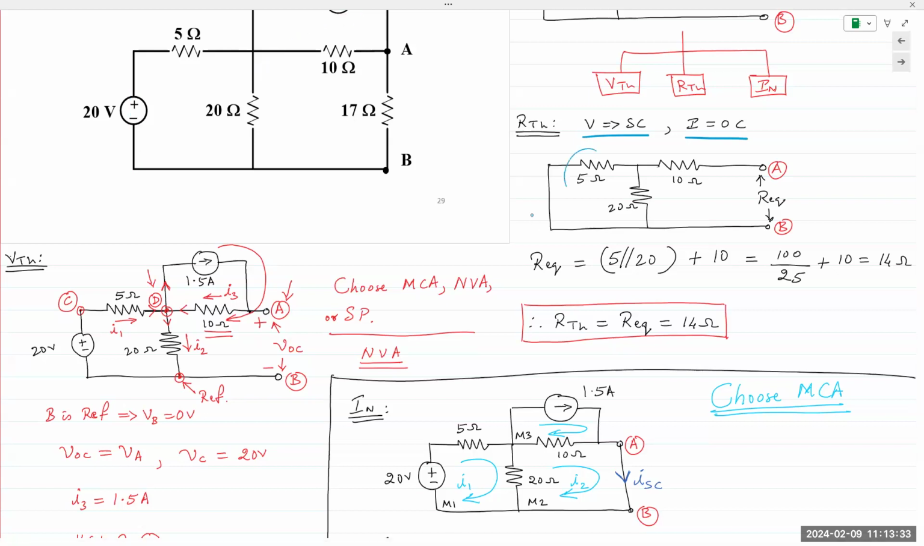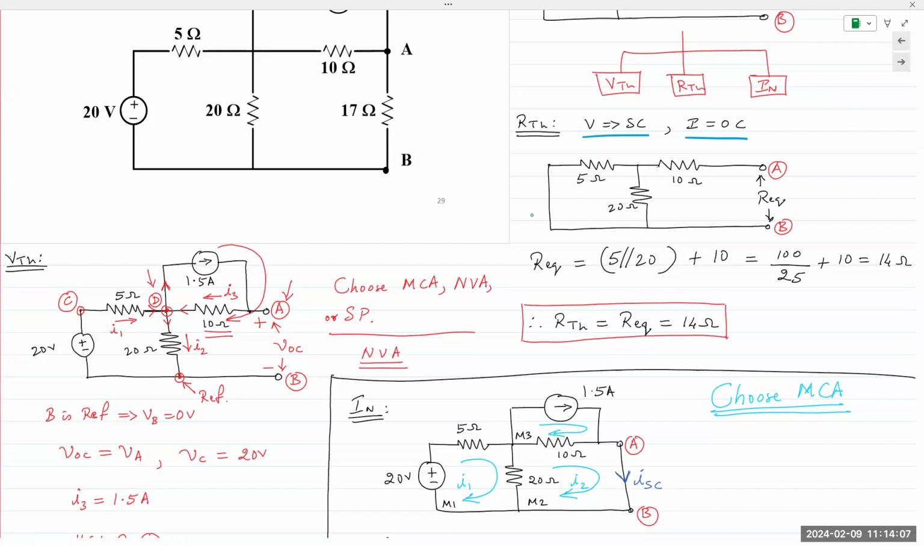Redrawing the circuit, I am only left with 3 resistors for my REQ. I can see that the 5 ohm resistor is in parallel with 20, which is then in series with 10. And so I have my REQ as 14 ohms. Thevenin resistance is REQ of the circuit, ends up being 14 ohms.